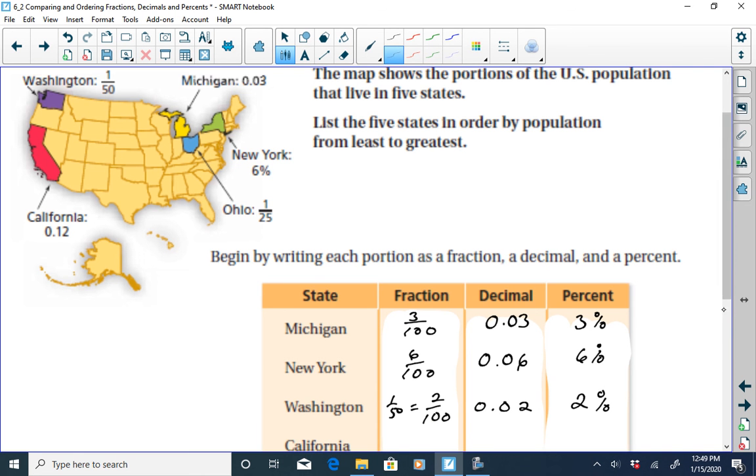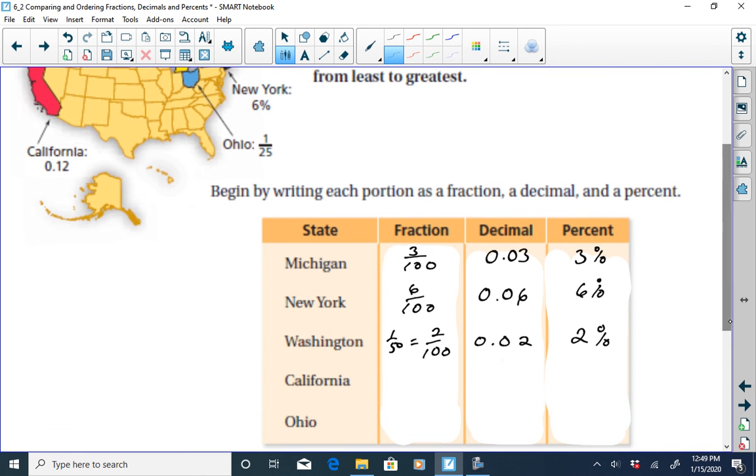California, we're given 12/100 as a decimal. All right, 12/100 is the same as 12%. And as a fraction, that's going to be 12 out of 100. And then finally, Ohio, we're given a fraction 1/25. 1/25 is the same as 4 out of 100. 4 out of 100 is the same as 4%. And 4% is 4/100 as a decimal.